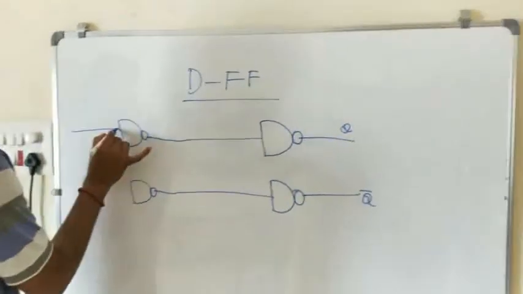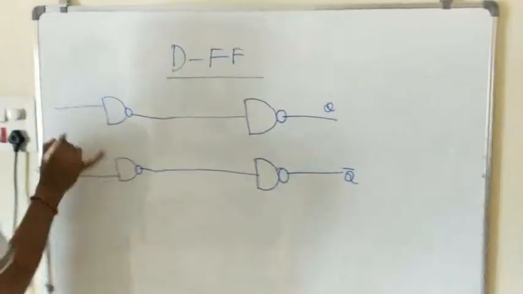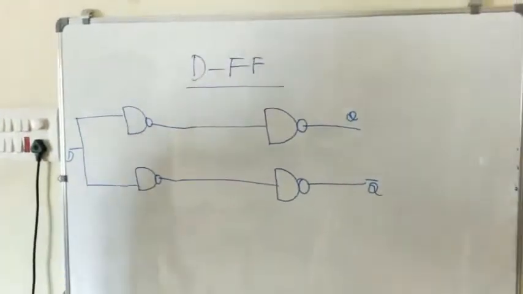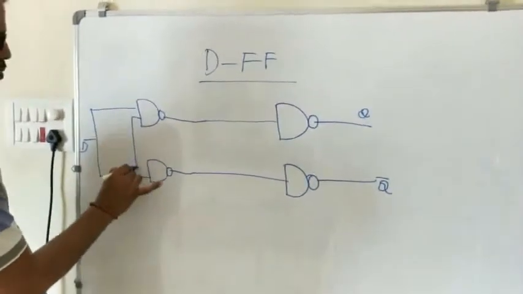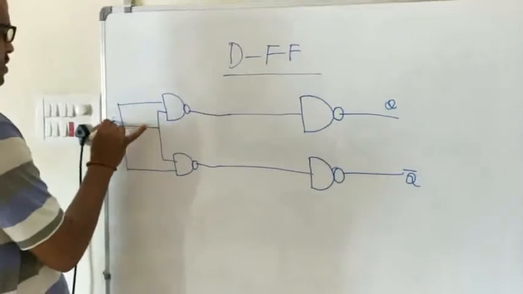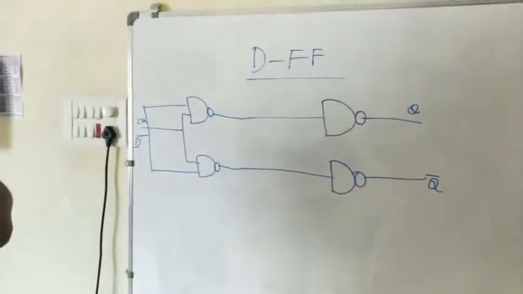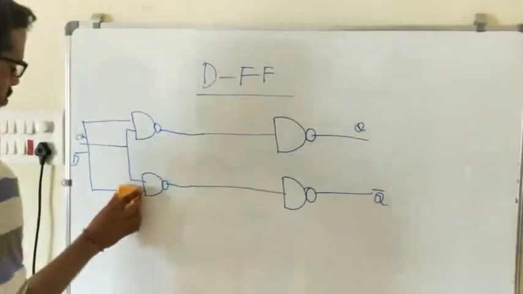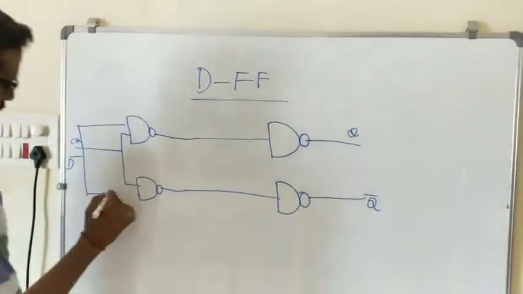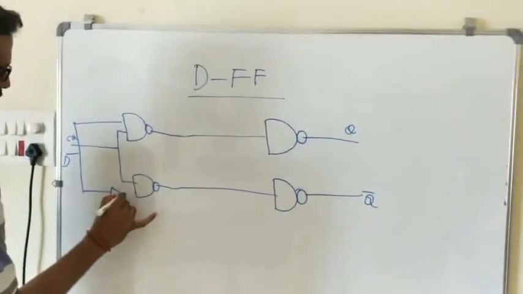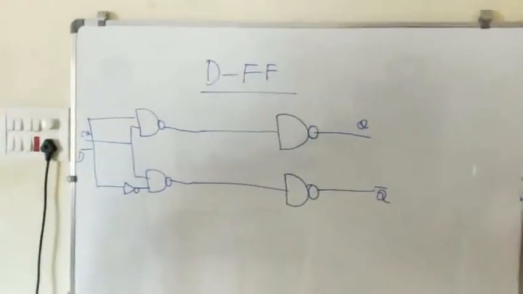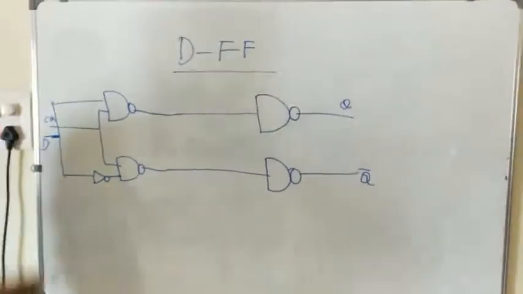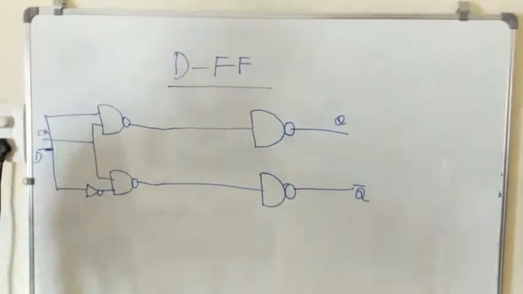Okay, so S and R will be combined to give a D flip-flop, the D input. We already know that the clock input is applied to both. This is clock. One more thing: here, this input should be given through a NOT gate. That is, D is applied to both the NAND gates, and based on that, the value will change.